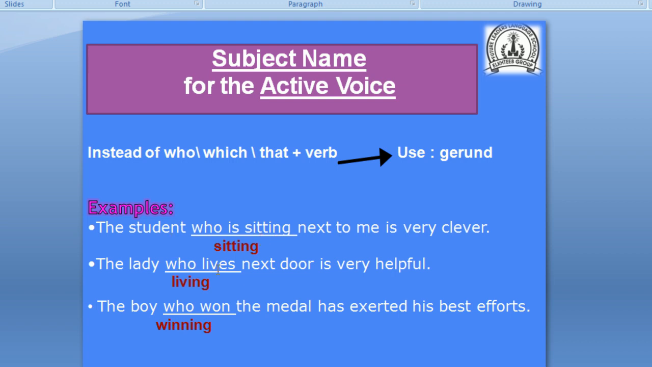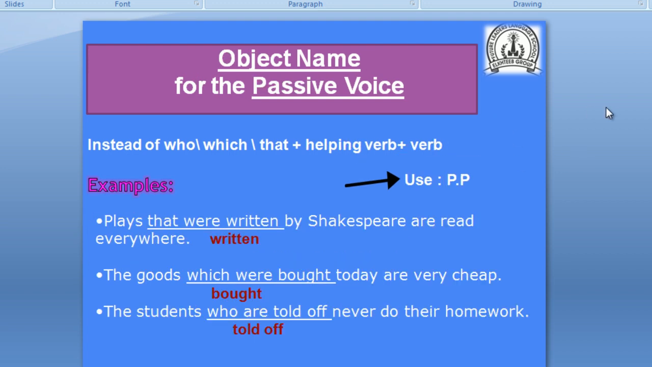The lady who lives next door is very helpful. The lady living. Drop who lives. Present continuous, present simple. What about here? The past simple. The boy who won the medal has exerted his best efforts. Who won? Winning. The boy who won? I can say the boy winning. So instead of the present simple, present continuous, past simple, but only in the active voice, use the gerund form.